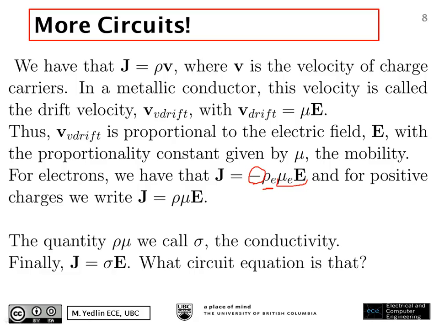For positive charges, we write it in this form. This quantity rho times mu we call the conductivity. So if we substitute sigma into rho mu, we get J is equal to sigma E. This again is another famous circuit equation that you use in analyzing your circuits in EECE 251 and EECE 253.